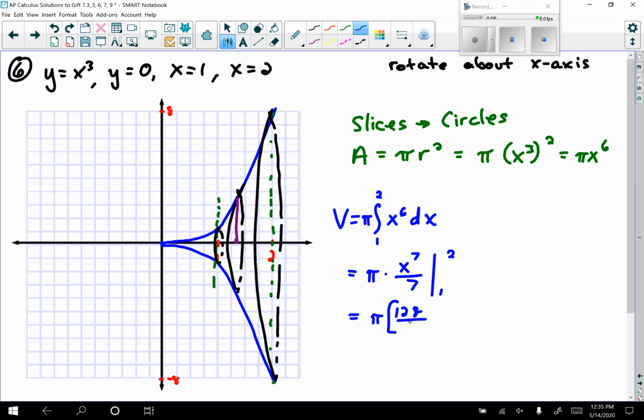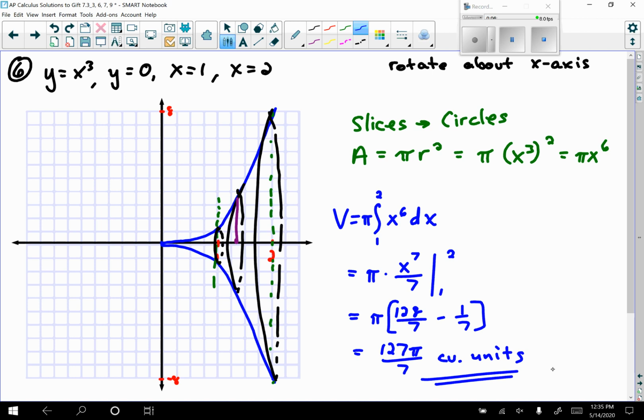I'll leave this out here. And then minus 1/7. So this is where we're getting 127 pi over 7 cubic units. It's a little bit on the nicer side that the actual integration steps are not that long.